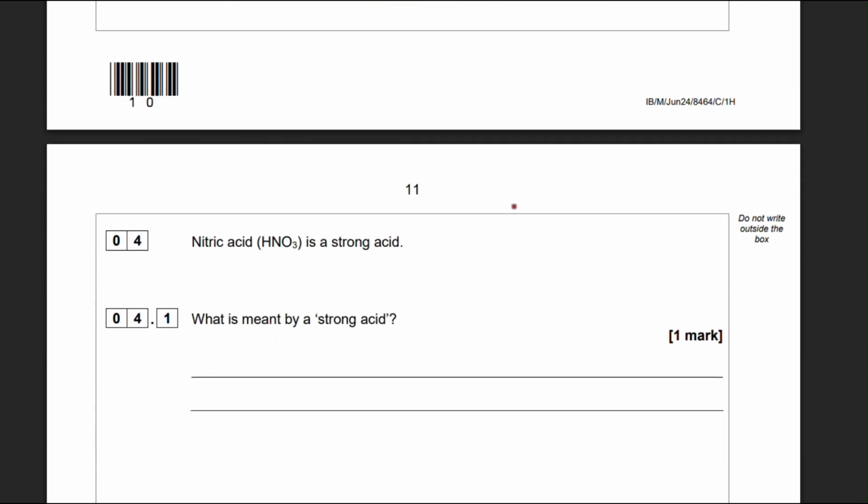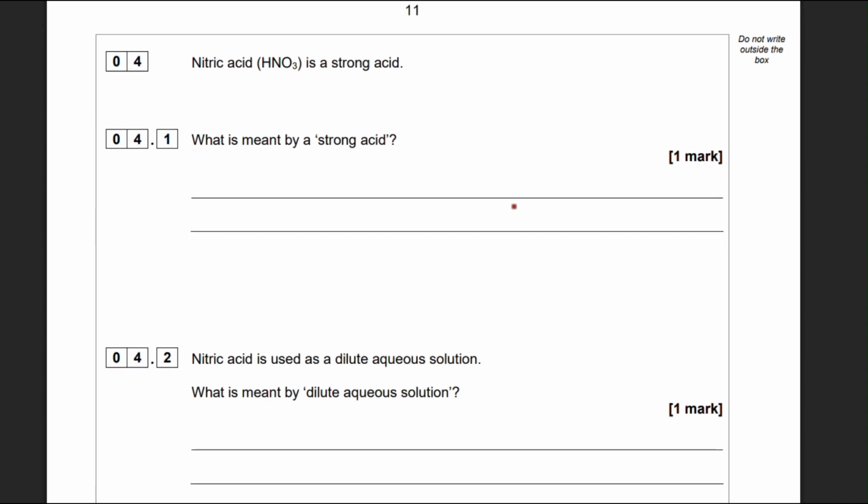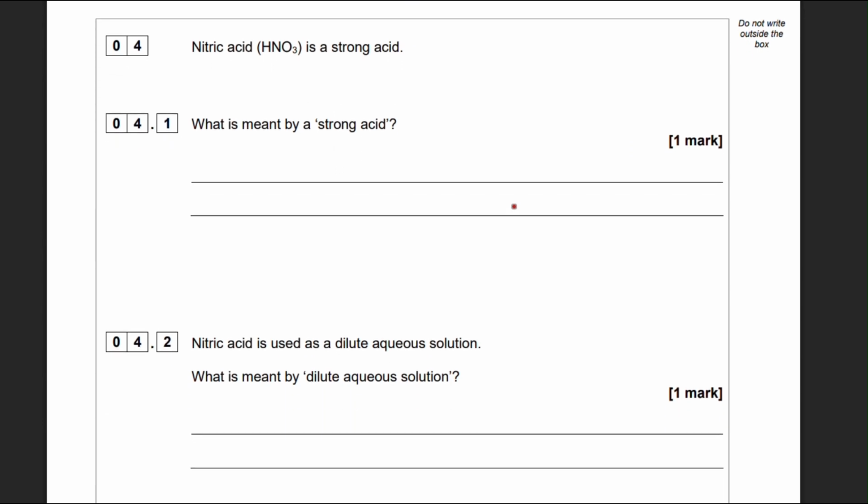Now let's move on to question 4. Nitric acid is a strong acid. What is meant by a strong acid? Okay, so I want you to learn this as a definition. Learn the definition of a strong acid.